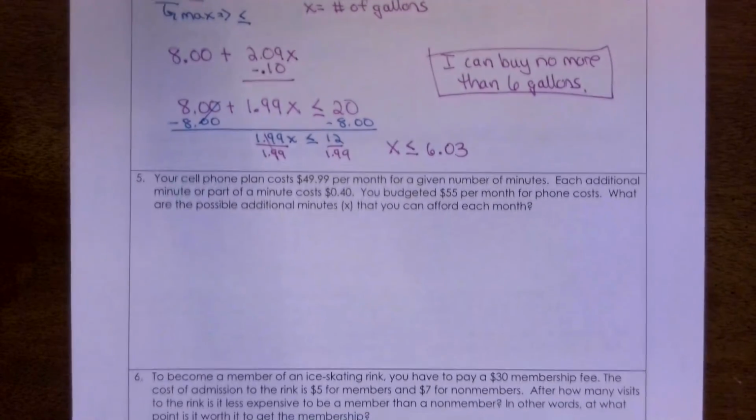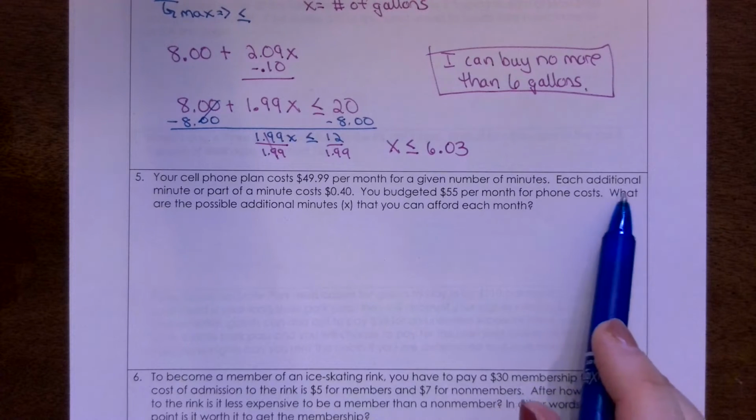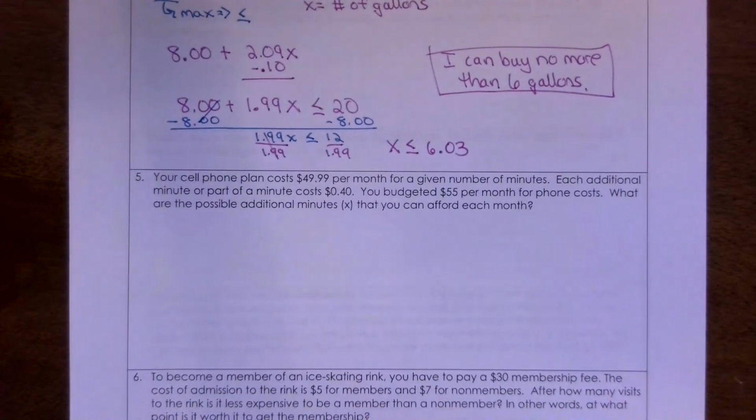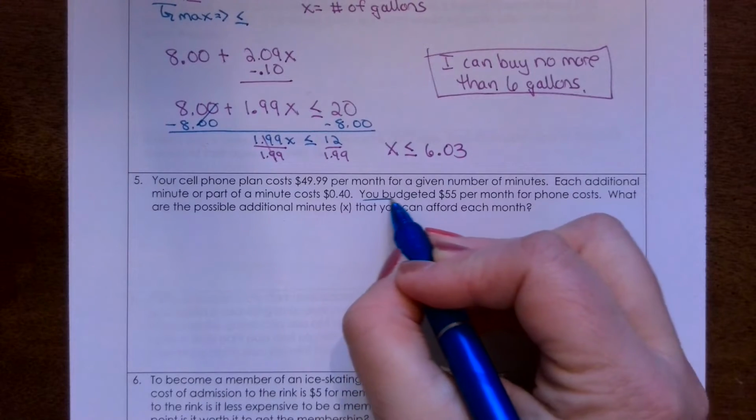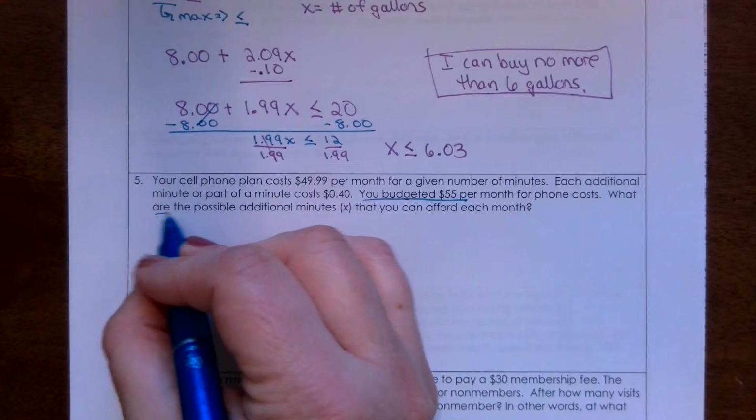Let's move on to this next one. Your cell phone plan costs $49.99 per month for a given number of minutes. Back in the day, we used to pay for minutes. Now most people do have unlimited minutes. But back in the day, we would pay a certain amount for a number of minutes, and then you would have each additional minute or part of a minute. So if you use 30 seconds, it was a minute. And in this case, it costs 40 cents. If you budget $55 per month for your phone costs, what are the possible additional minutes?